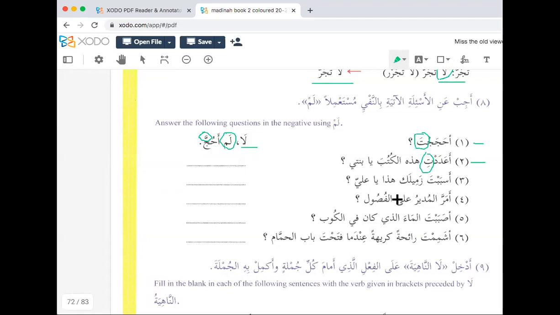I don't know. I don't understand. I'm sorry. So it's a'uddu, ya'uddu. Here, she will say, lam a'uddaha. Lam a'uddaha. What's the ha for? Al-kutub. Okay. All right. Great.